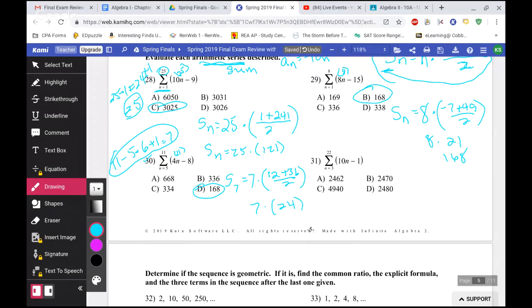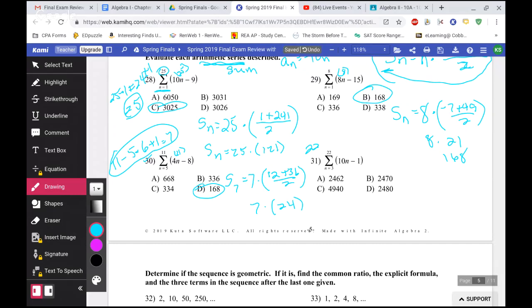Do you all want me to do 31, or do you feel pretty good about these so far? I'd like to see 31. I'm sorry? I'd like to see 31. Okay, cool.